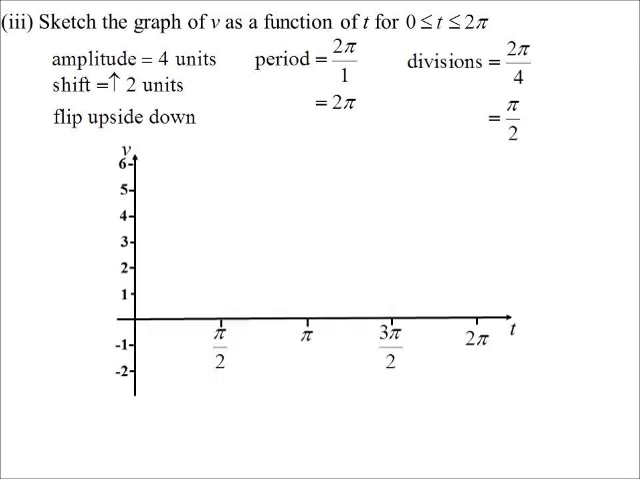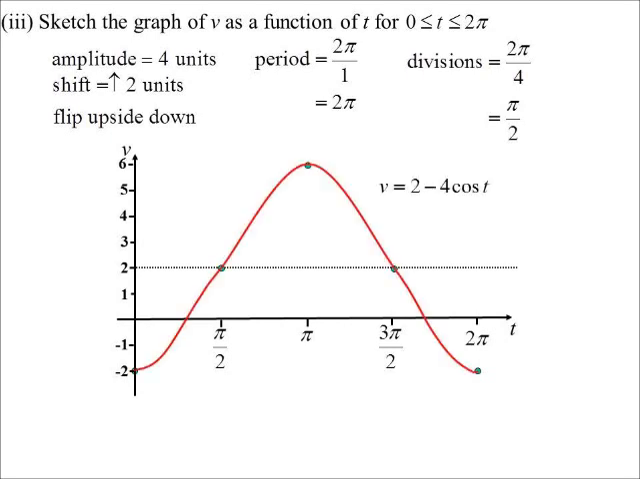Okay, so there's my axes. Cos normally starts at the top of the amplitude. This one's been shifted up 2 and flipped upside down. So let's put an axis in at 2, flipped upside down, so we'll be starting at negative 2. But then we go up to the axes and continue up and down. There's our graph.